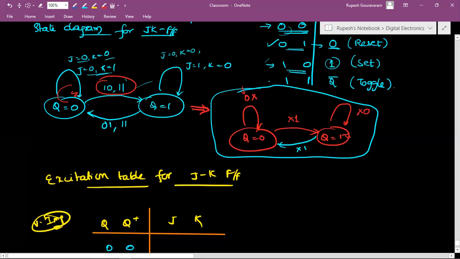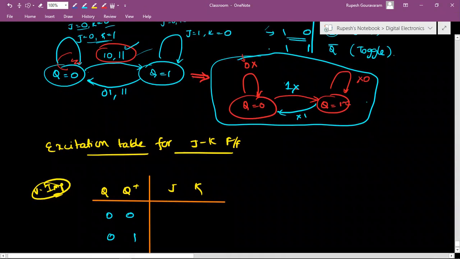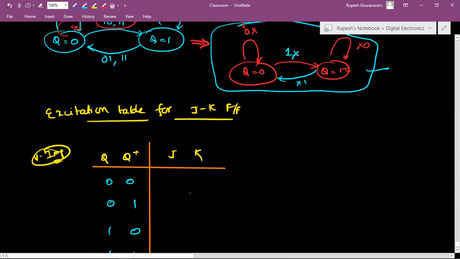So from 0 to 1, see here 1 0 and 1 1. That means 1x. So this is not x1, this is 1x, and this is x1. Okay, now it is good. So now using this diagram, I can write J and K states.